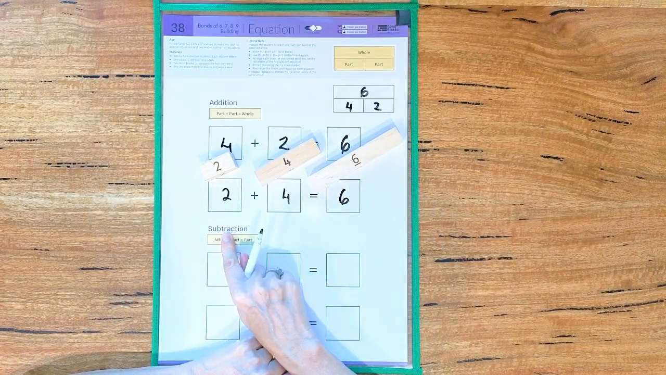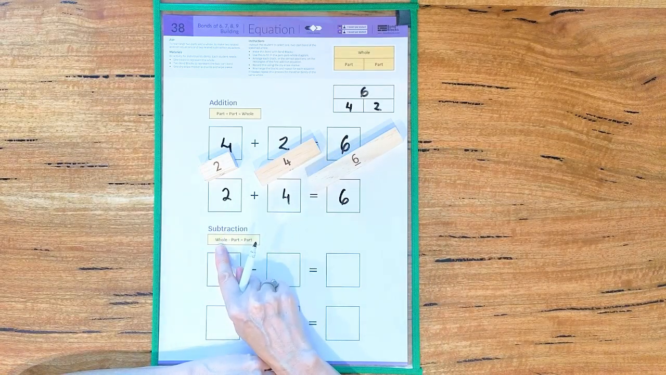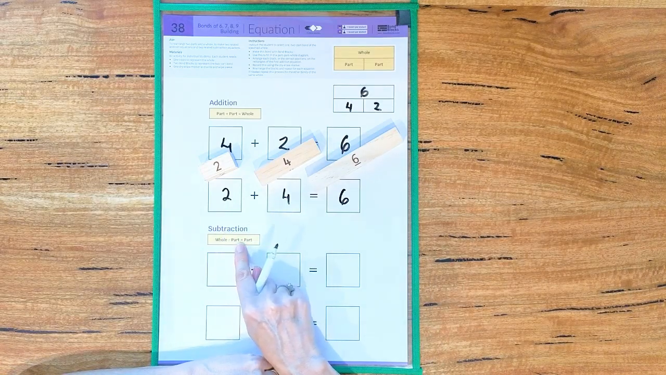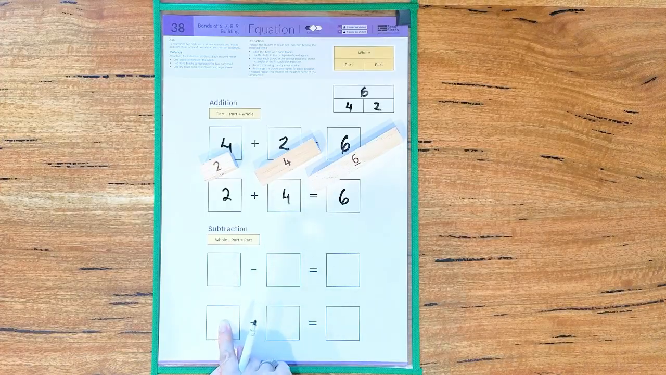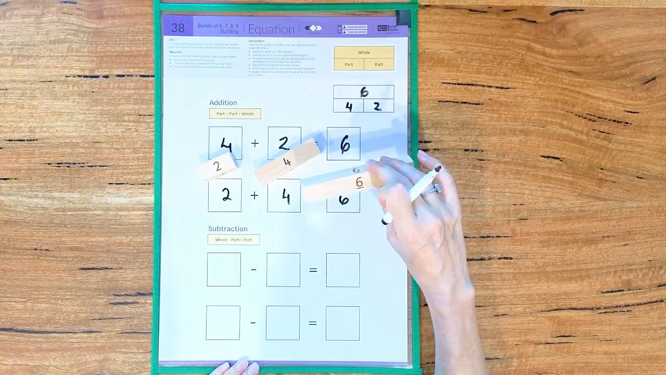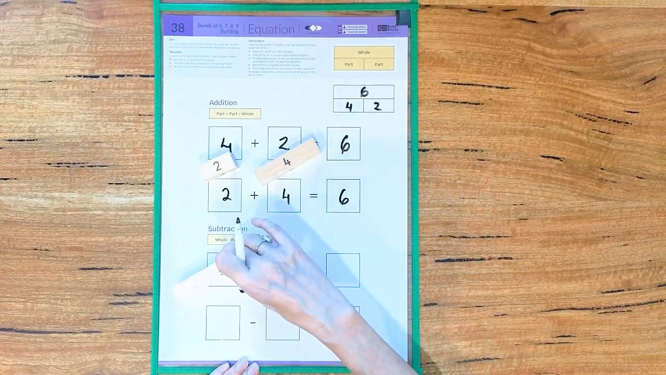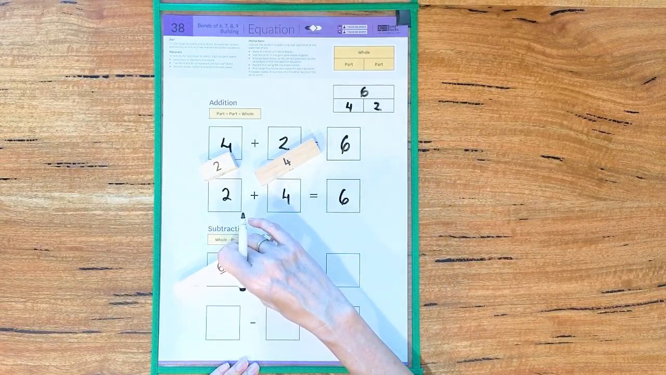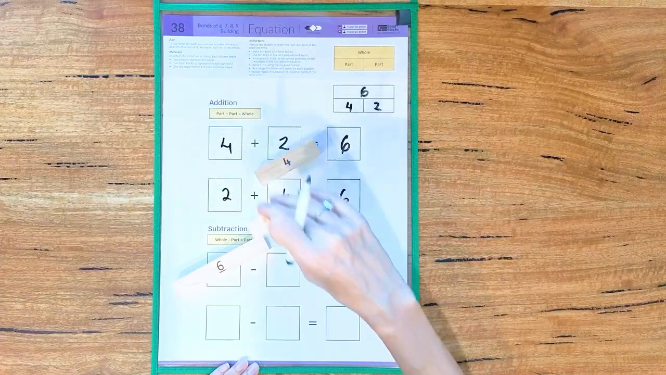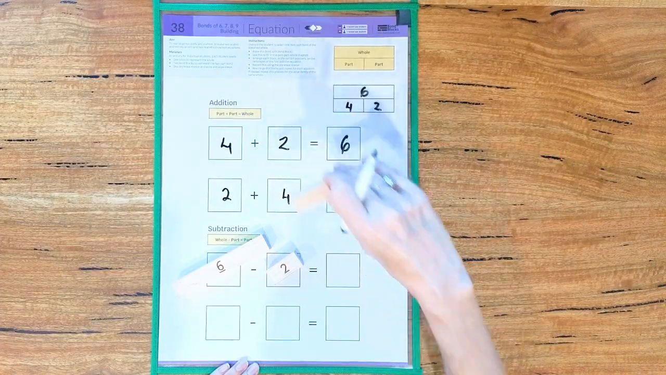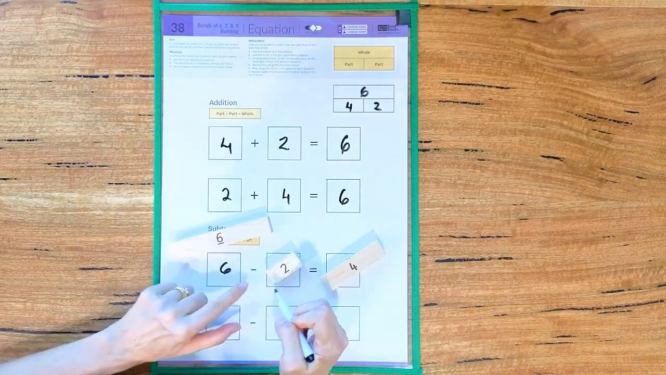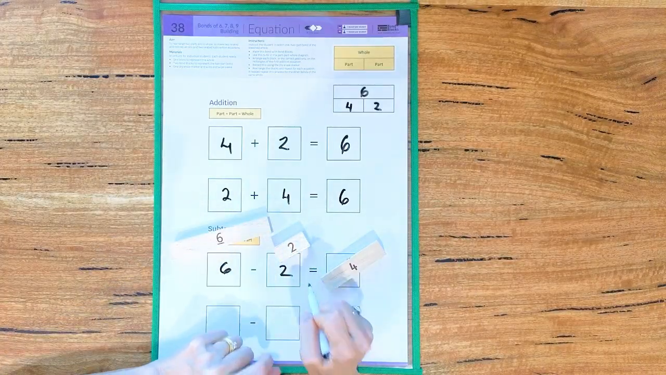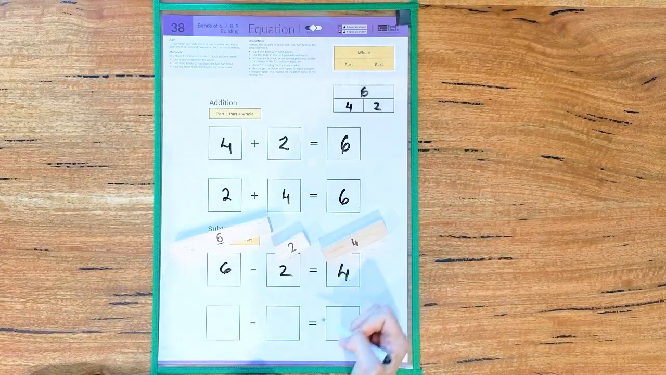When I move to subtraction, I need to remember that subtraction is whole subtract part equals part. The whole lives in this position. So I pick up my block that is the whole and I put it in this position. So I have whole subtract part equals part. 6 subtract 2 equals 4.